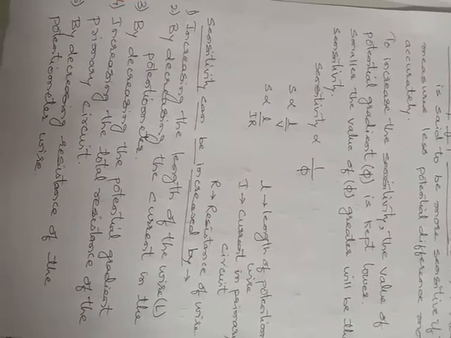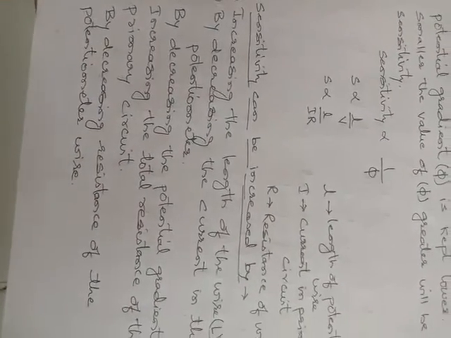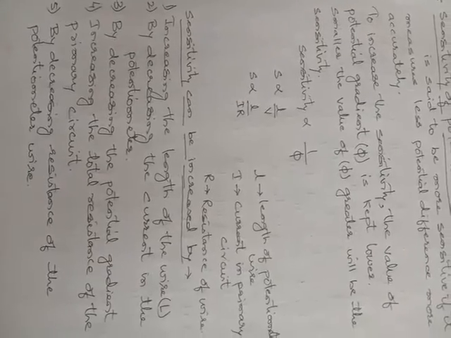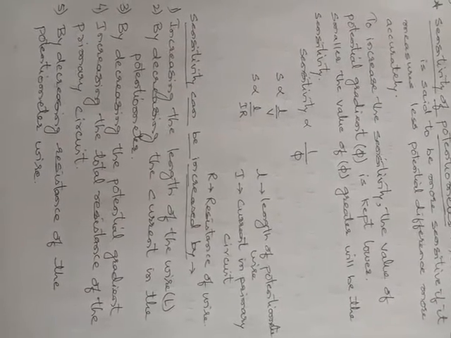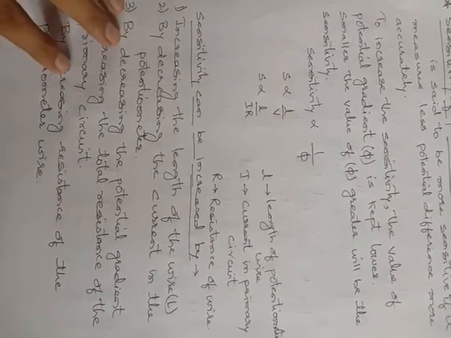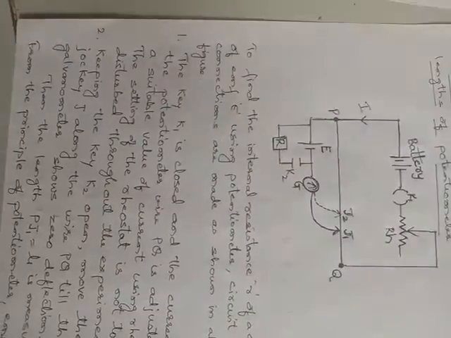Second, we have to decrease the current in the potentiometer. Third, we have to decrease the potential gradient. Fourth, increasing the total resistance of the primary circuit. प्राइमरी सर्किट का टोटल रेजिस्टेंस इंक्रीज कर दिया तो क्या होगा, करंट डिक्रीज हो जाएगा बाय डिक्रीजिंग रेजिस्टेंस ऑफ द पोटेंशियोमीटर वायर। तो ये हमने देखा था सेंसिटिविटी and how to increase the sensitivity of the potentiometer.